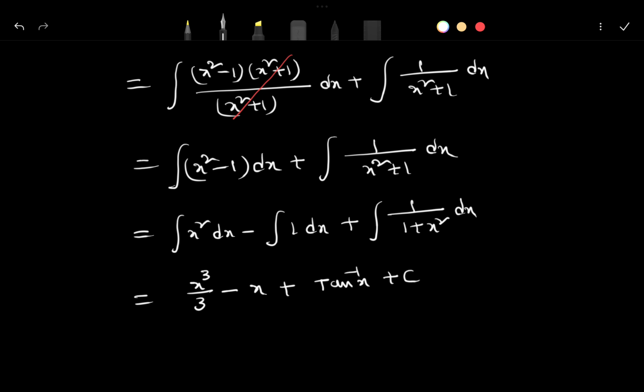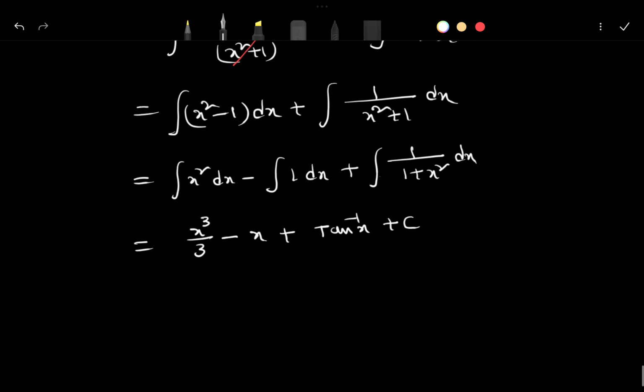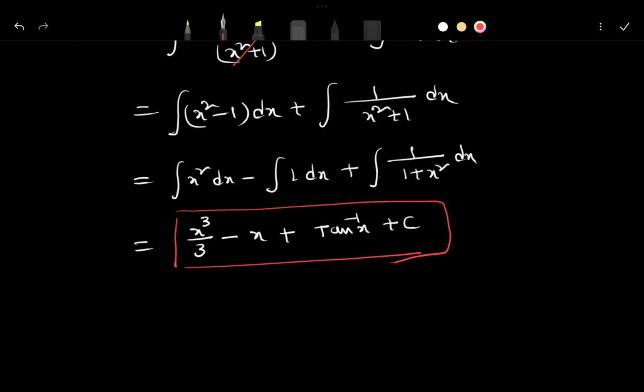Here the integration of 1 by 1 plus x square is tan inverse of x, because we already gave the formula: integration of 1 by a square plus x square is 1 by a into tan inverse of x by a. Here the value of a is 1. So this is the value. I hope everyone is clear on this problem. Now we'll see one more question in this way.